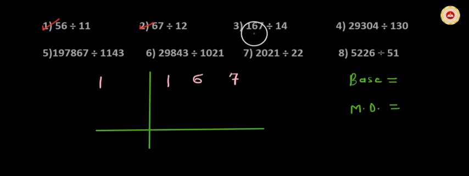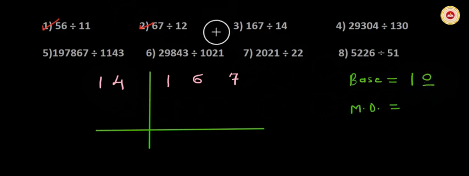Third example, 167 divided by 14. What is the nearest base for this 14? 10. Nearest base is 10 for the given divisor 14. Now count the number of zeros in the nearest base 10. There is only one zero. That means we have to draw remainder line after one digit from right side.